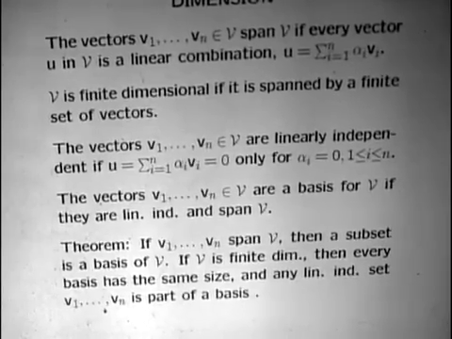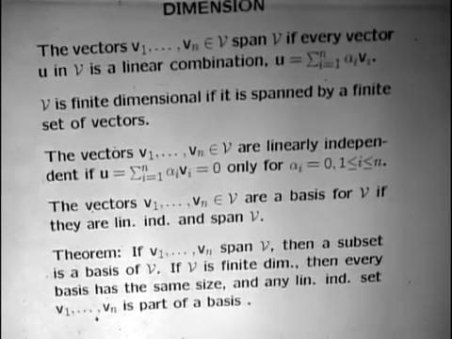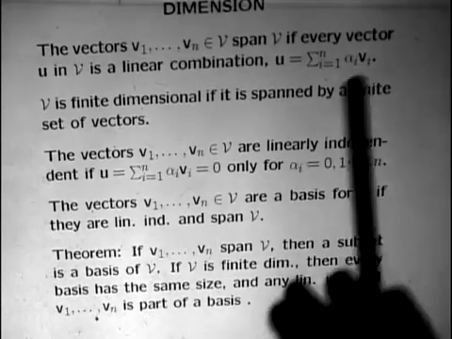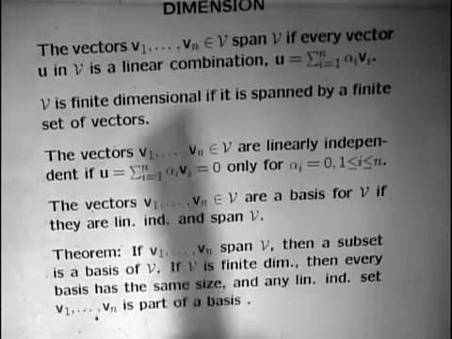You have to be able to find a finite set of vectors such that linear combinations of those vectors gives you everything. It doesn't mean you have a finite set of vectors. You have an infinite set of vectors because you have an infinite set of scalars. In fact, you have an uncountably infinite set of vectors because of these scalars here.